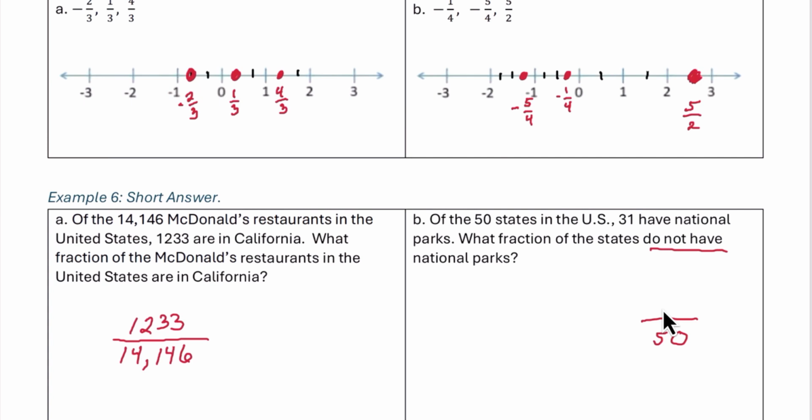So to find the numerator, the number that do not have national parks, we have to do a little bit of work on the side. We have 50 total, 31 of them have national parks. So let's subtract to figure out how many do not have national parks. We get 19. 19 do not have national parks. So what fraction does not have national parks? 19 over 50.